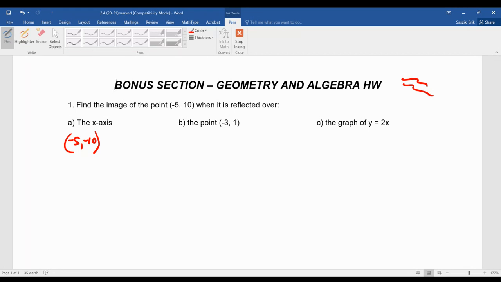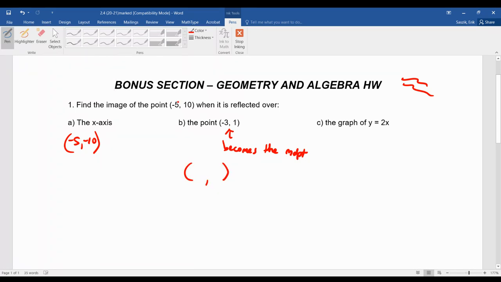Now here, if you're reflecting over a point, we talked about this earlier in the year briefly. When you're reflecting -5, 10 over this point, essentially that point becomes the midpoint between -5, 10 and the other endpoint.